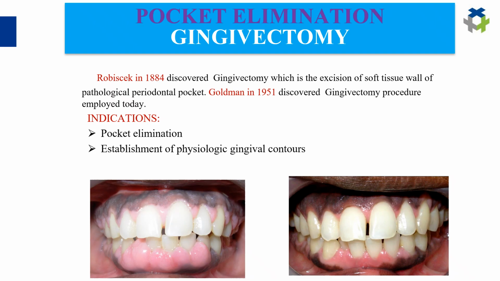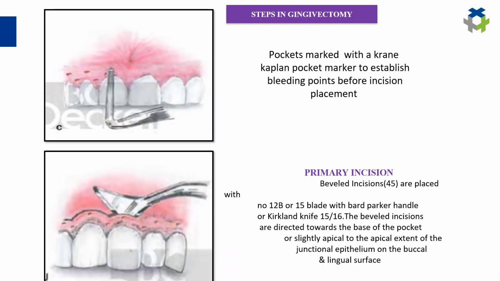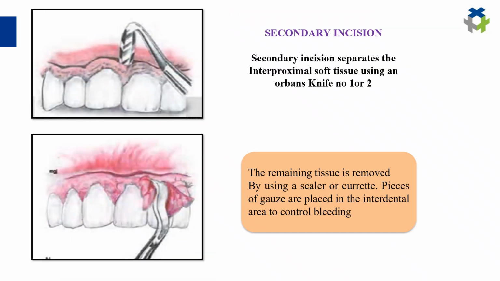So gingivectomy procedure is employed today mainly for pocket elimination and establishment of physiological gingival contours. So these are the steps in gingivectomy. First, the bleeding points are marked. A beveled incision is placed towards the base of the pocket. Remaining tissue is removed. Secondary incisions are made to separate the interproximal tissue. Contours are refined and the dressing is placed for 10 to 14 days. So we can see the step by step.